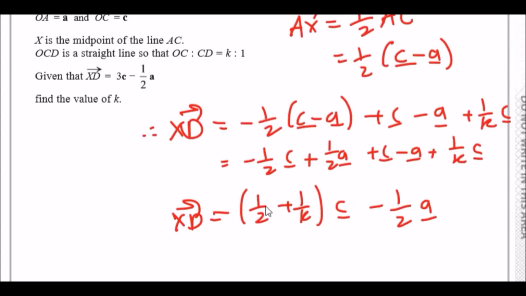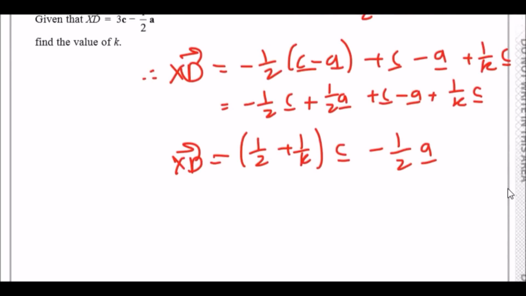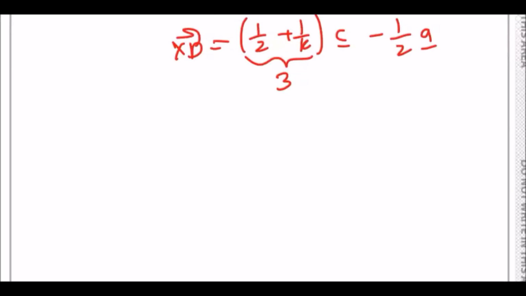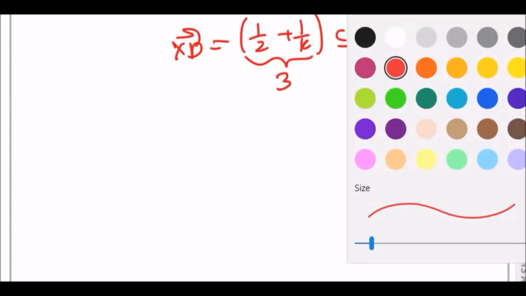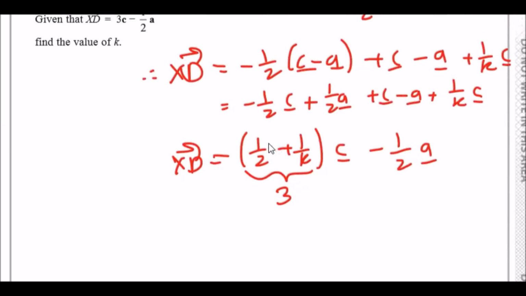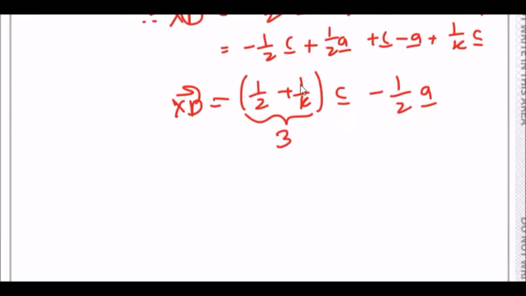And we can realize that 3c must be equal to this quantity here because they're both XD's. So we can say all of these guys must equal 3. And now it's just a case of simple algebra. So we just have to equate all that to 3. So we can say half plus 1/k equals 3. What I would do first is combine the fractions here.